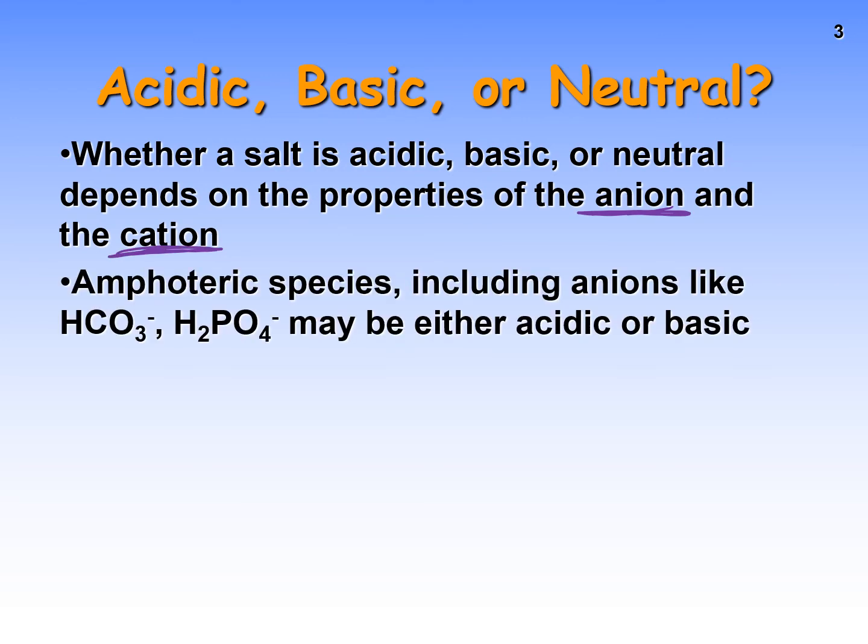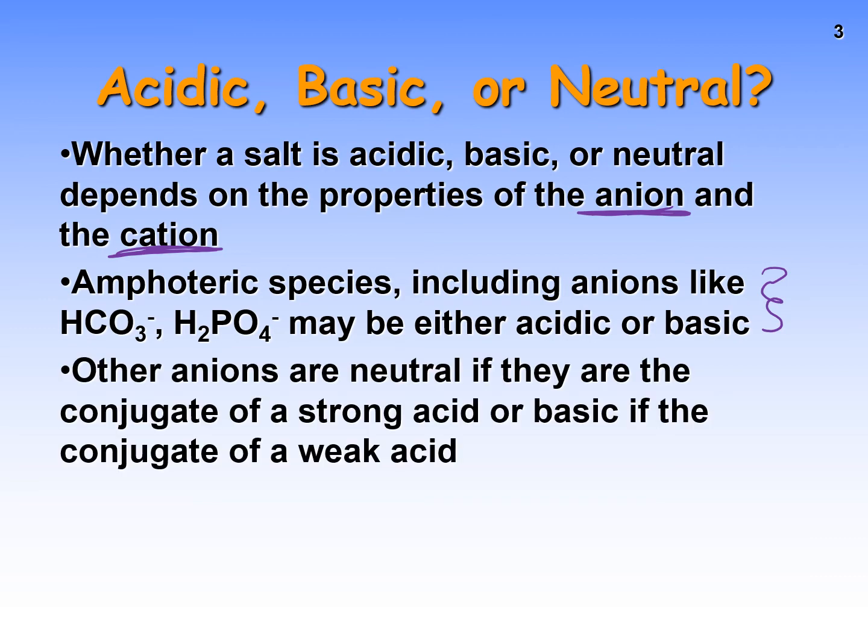So amphoteric species that we talked about earlier in this chapter, they actually can act as either an acid or a base, and I'm not going to be putting them in ionic compounds that we deal with here. They're very difficult to predict whether they'll act as an acid or a base without a lot of information in addition. So other anions, this is what we're going to focus on first.